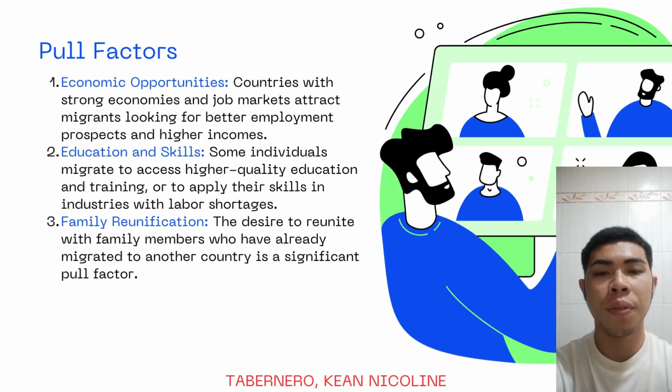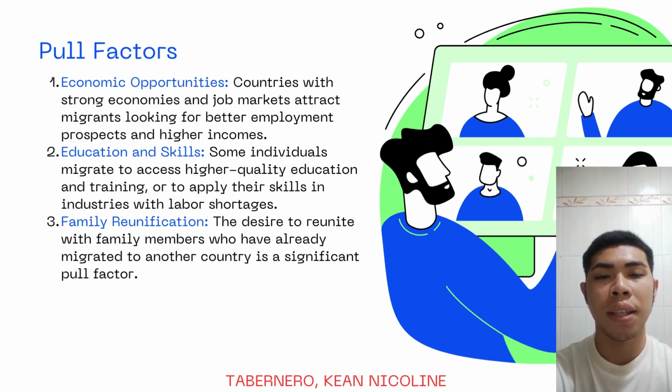Global migration pull factors are the factors that attract people to move to a particular country or region. These factors can vary widely. These pull factors can change over time and may vary for different individuals and groups. Understanding these factors is essential for policymakers, as they can influence immigration patterns and help shape immigration policies.